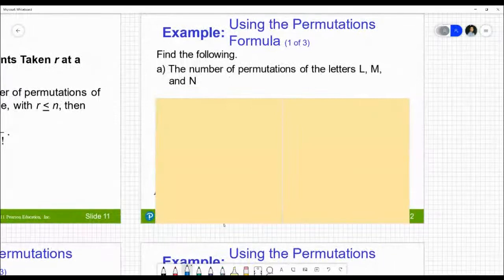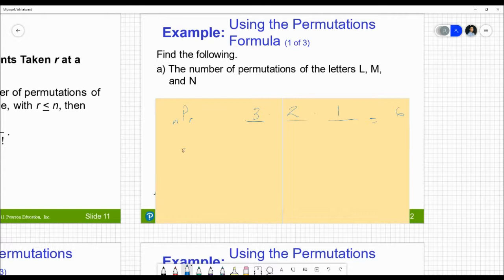Okay, the number of permutations of the letters L, M, and N. Now you can use the formula, right? nPr. Or just think about it like this: you have 3 spaces, and you want to put L, M, and N in there. So you have 3, 2, 1, and that's it. You get 6.